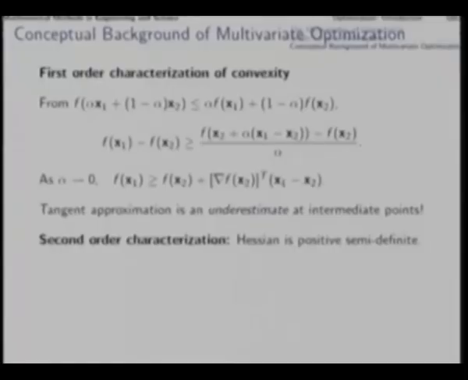The second order characterization of convexity is that the Hessian matrix, the second order derivative matrix, is positive semi definite. The function is strictly convex if it is positive definite. On the other hand, if it is positive semi definite, then it is just convex.